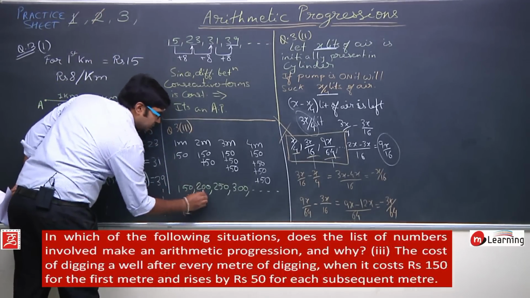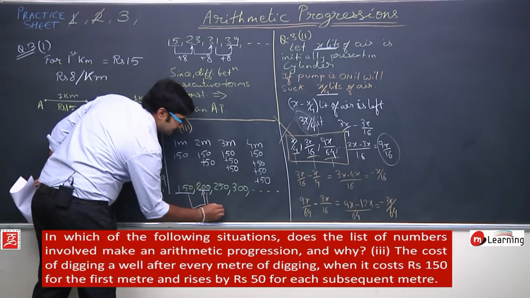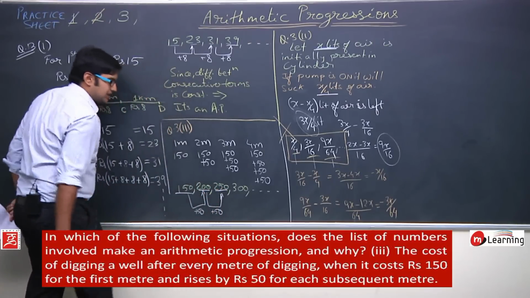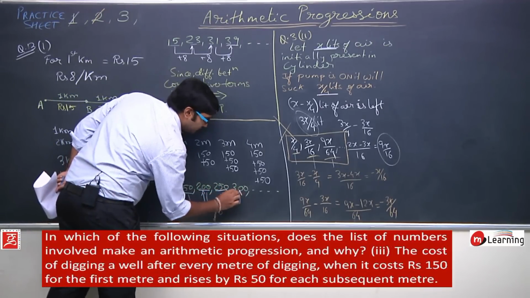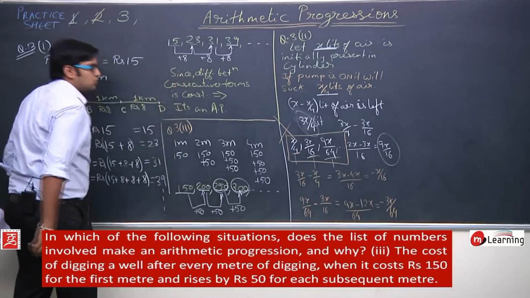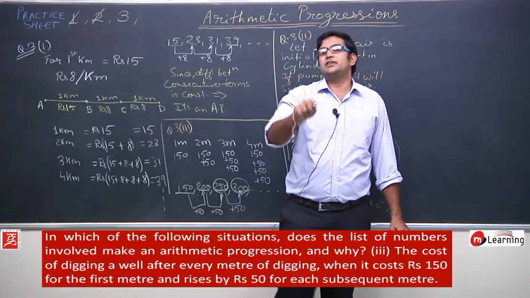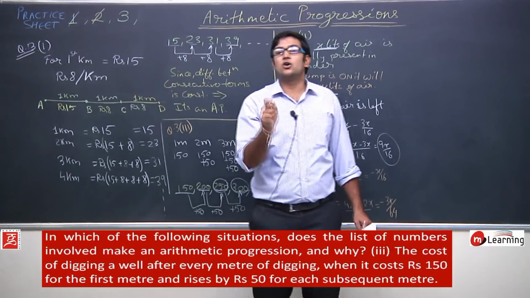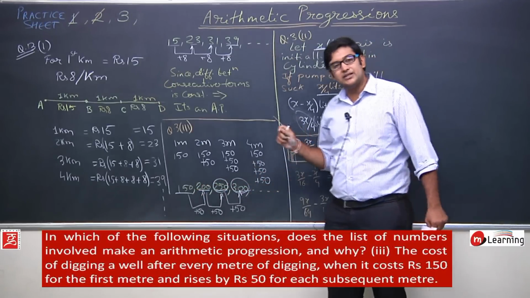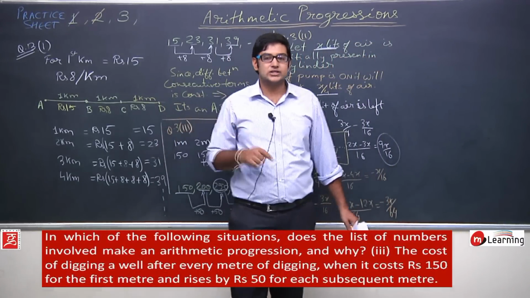If you check, this 200 is 50 more than 150. If you check here also, you can find 250 is 50 more than 200, and here also, you can see 300 is 50 more than 250. So what is the basic concept? You can see the difference between the consecutive terms is a constant value. So it means this list of amounts is definitely in an arithmetic progression.